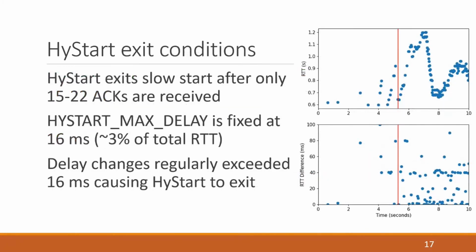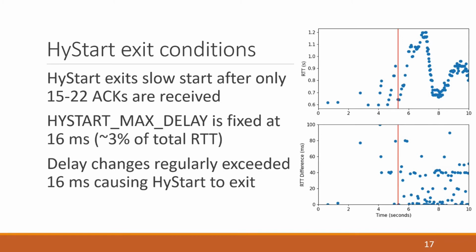Looking more closely at the round trip times for our data, we plotted these graphs on the right. The upper one is the round trip time in seconds, with the lower one being the round trip time difference in milliseconds. And the red vertical line represents when HyStart exited slow start.